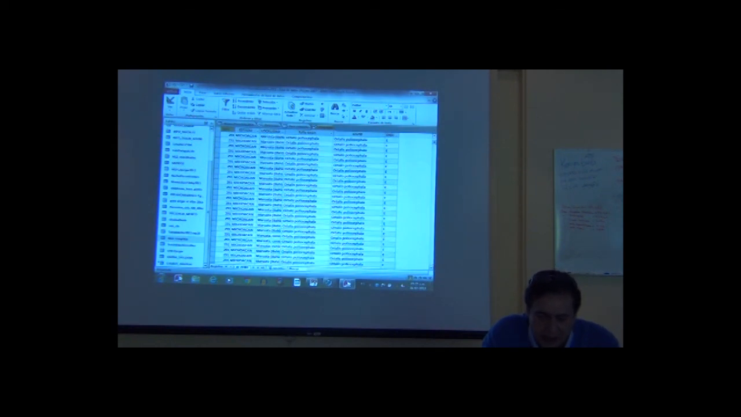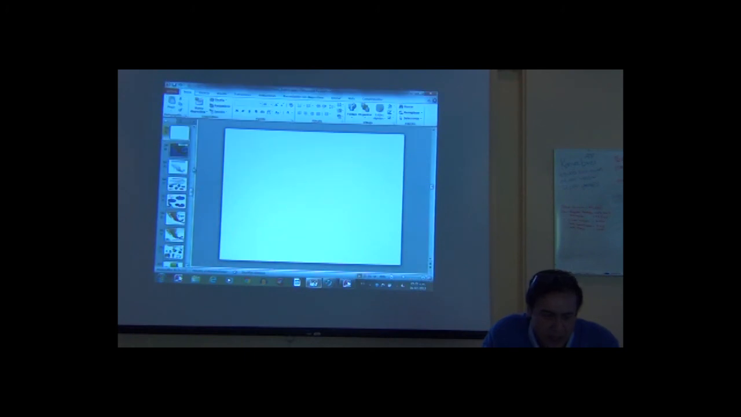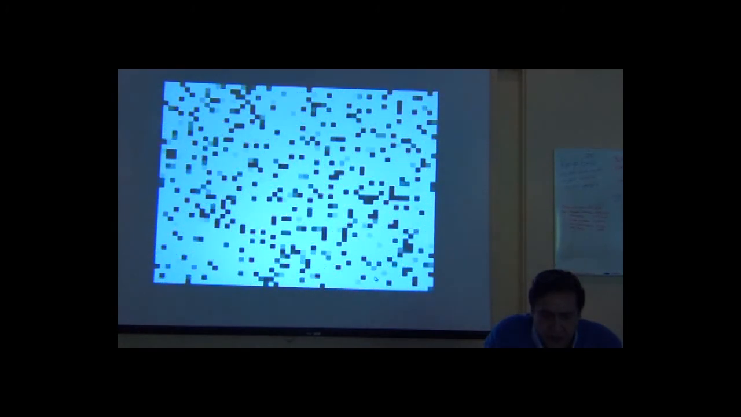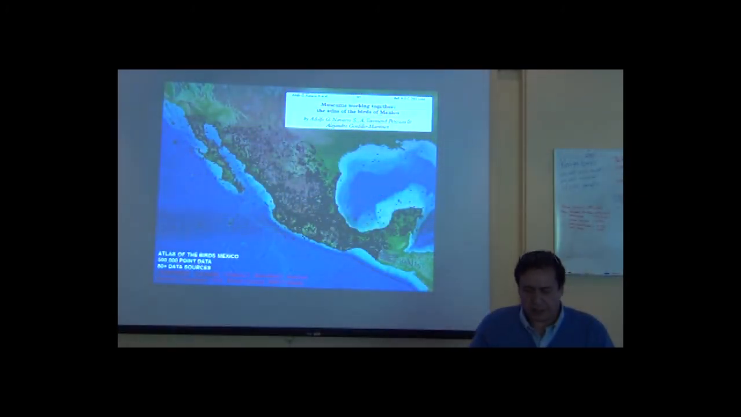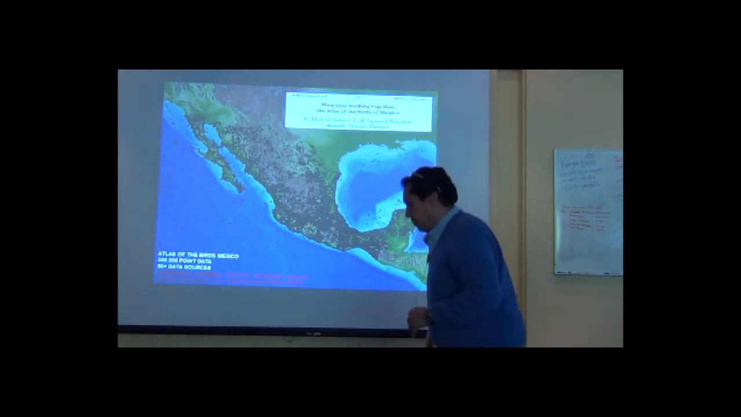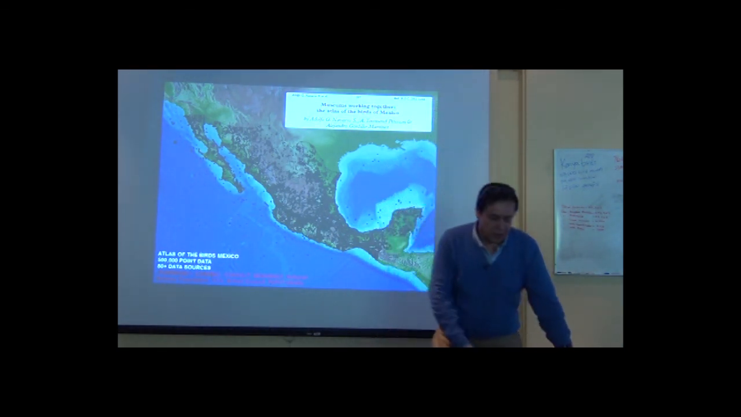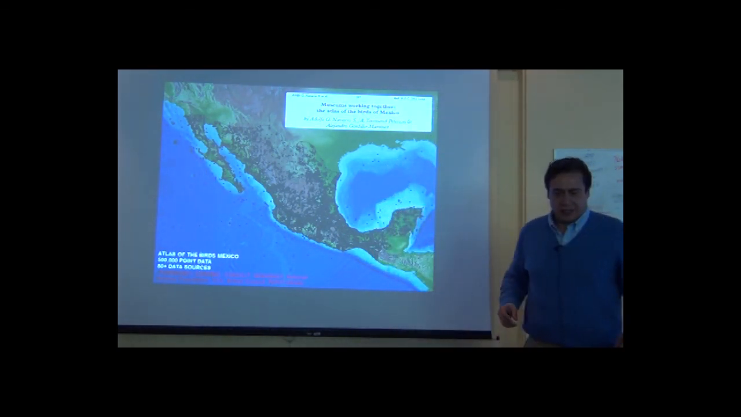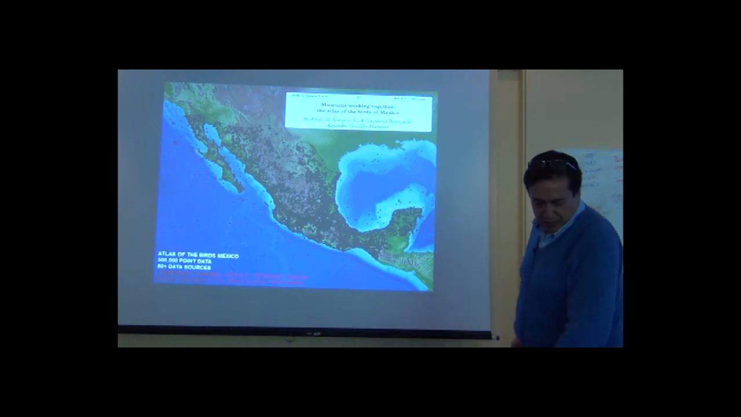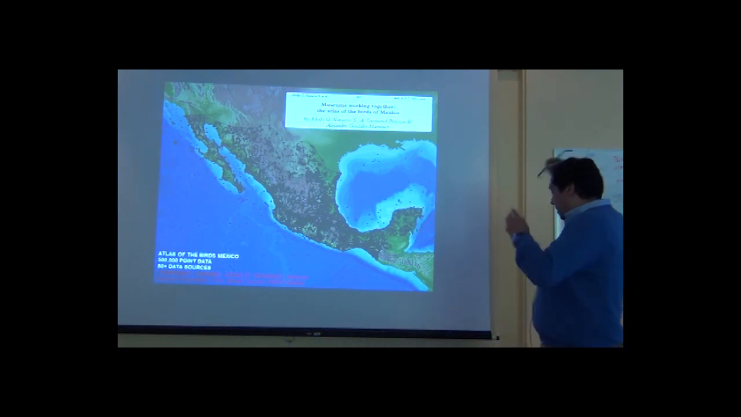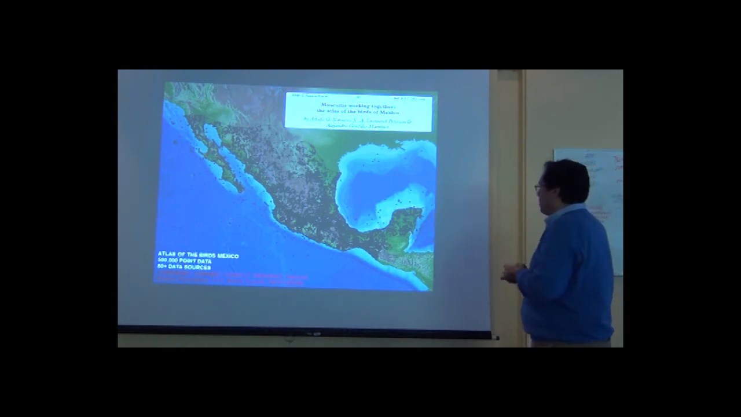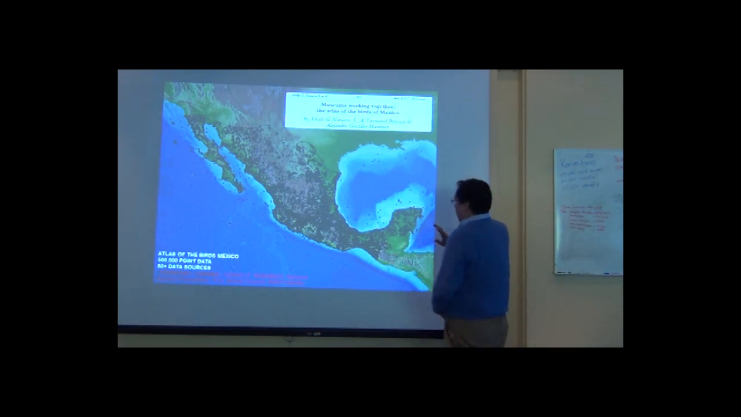Okay. I'm going back to my talk. Later I will show you more about our database. Okay, we have the database. Now, this is a map of all the specimens, of the unique localities of all the specimens. 19,000 localities.